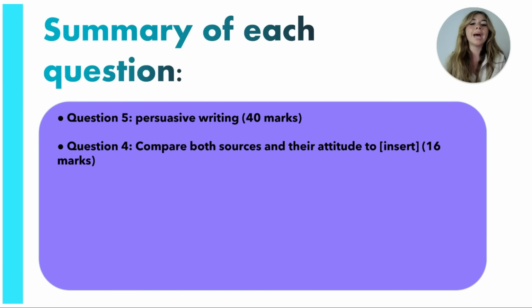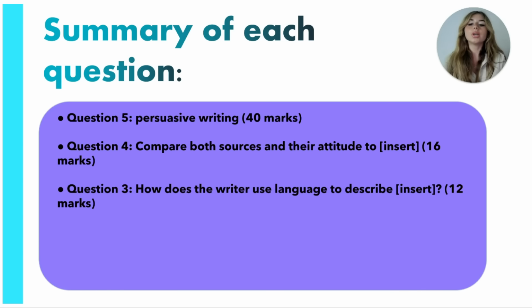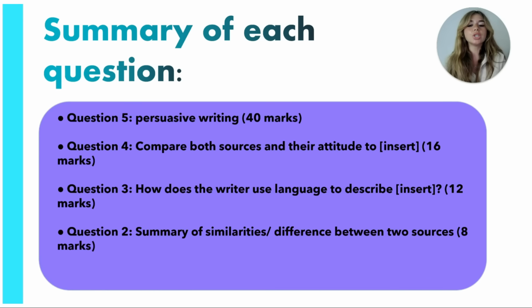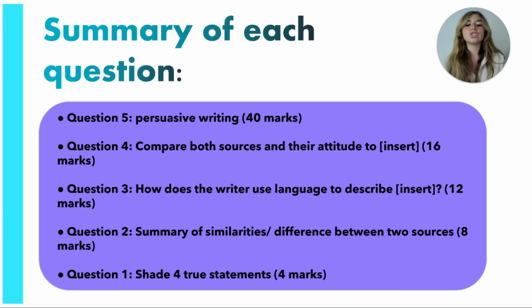Question 4 is compare both sources and their attitudes towards whatever the extract's on, and that'll be 16 marks. Question 3 is how does the writer use language to describe whatever they're talking about, that is 12 marks. Question 2, summary of the similarities or differences between the two sources, that's 8 marks. And then question 1 is shade 4 true statements and it is 4 marks.